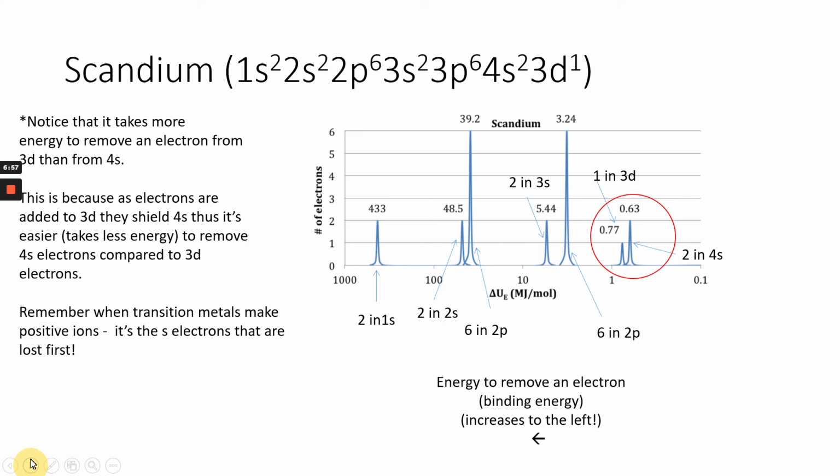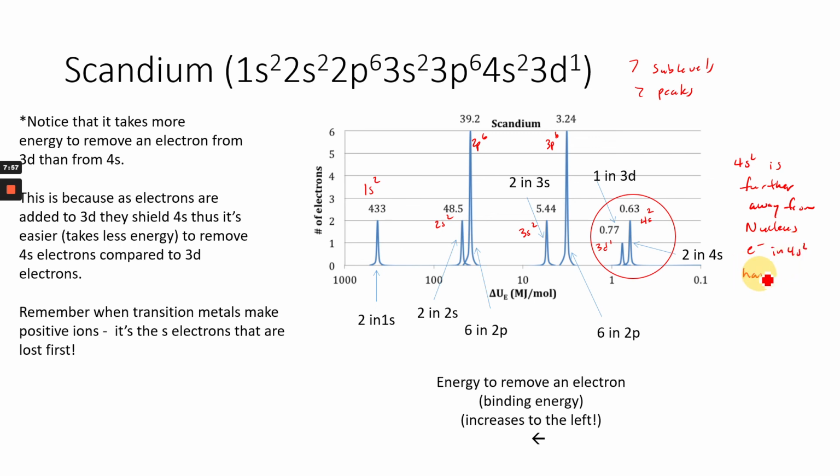If we look at scandium, scandium has a d sublevel. So there are 1, 2, 3, 4, 5, 6, 7 sublevels. So you should have 7 peaks. The closest one is always your 1s2, and your 2s2, and your 2p6, and your 3s2, and your 3p6. Then notice the 3d1 is written before the 4s2, because the 4s2 is further away from the nucleus, so those electrons have lower ionization energy.